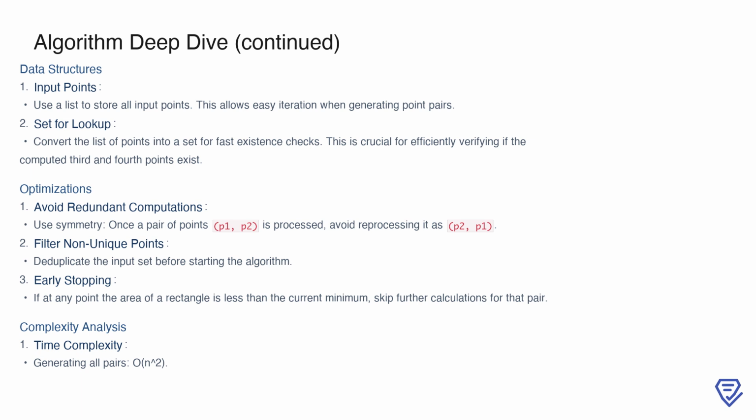For instance, we avoid redundant computations by leveraging symmetry. Once a pair of points, such as P1 and P2, is processed, we do not reprocess them in reverse order as P2 and P1. Deduplicating the input points at the beginning also prevents unnecessary calculations and ensures the input is clean. Another optimization is early stopping. If at any point, the area of a rectangle is found to be smaller than the current minimum, we can skip further calculations for that pair. These techniques collectively help streamline the algorithm and reduce overhead.